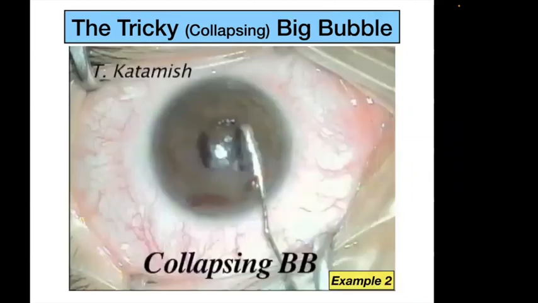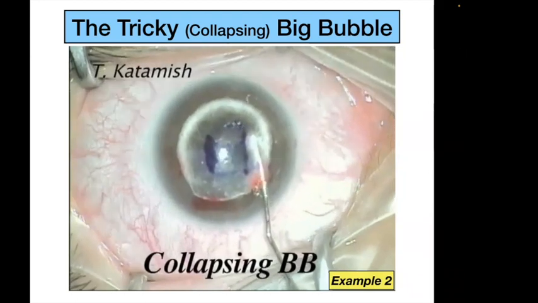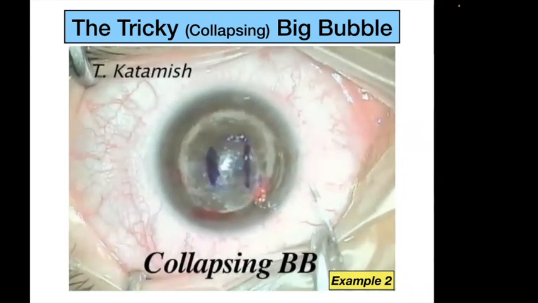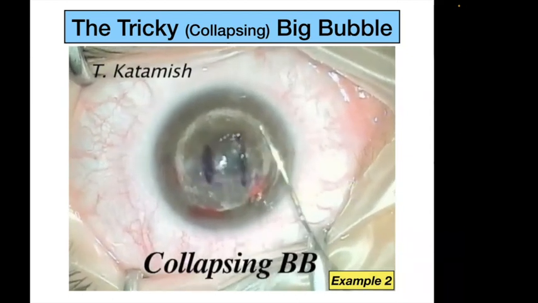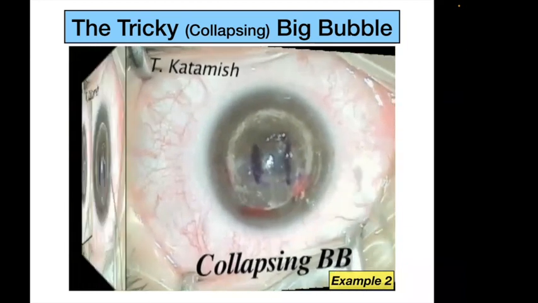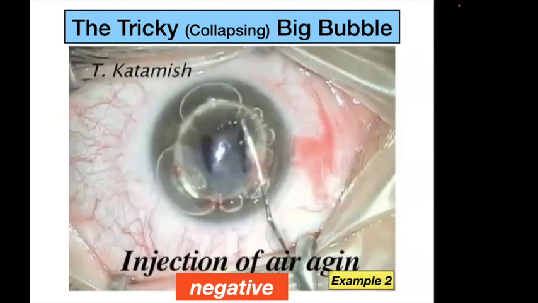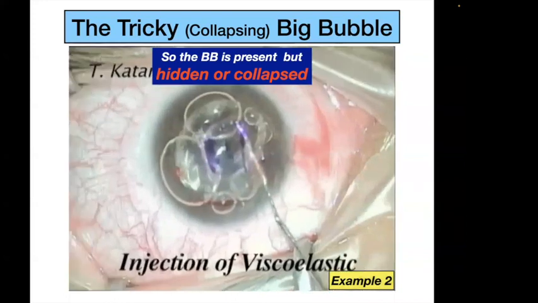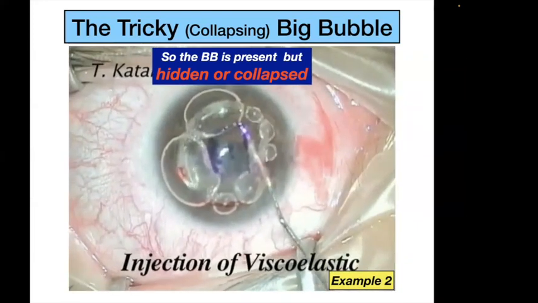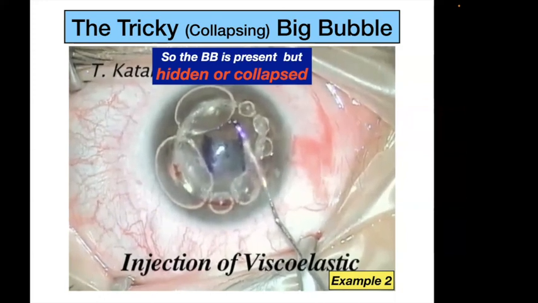Another example, watch carefully. This is a big bubble with a well-defined edge, but when you are going out, it collapses out. Air comes out. You are confused now. How come? And then we're injecting small bubble test. It is negative. But when you inject the air again, the bubble is hidden or collapsed. So the solution for this case is you have to inject a viscoelastic because there is a leakage of air through the tract. So this is what we call the leaking or the collapsing big bubble.